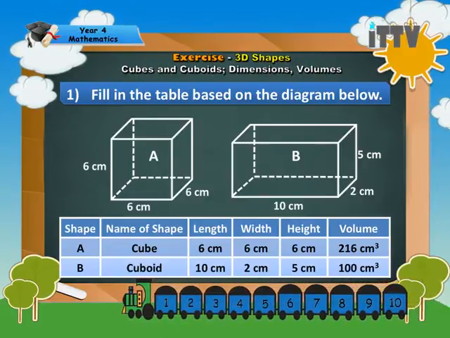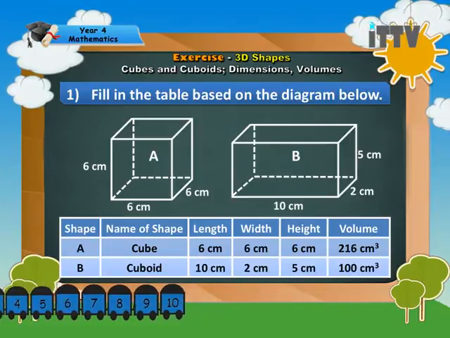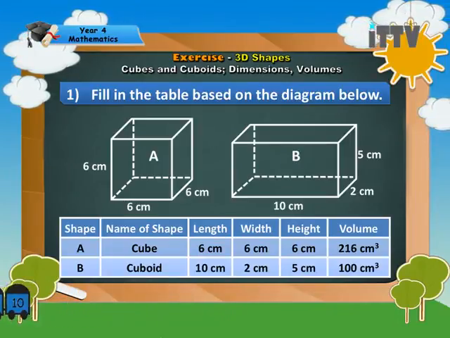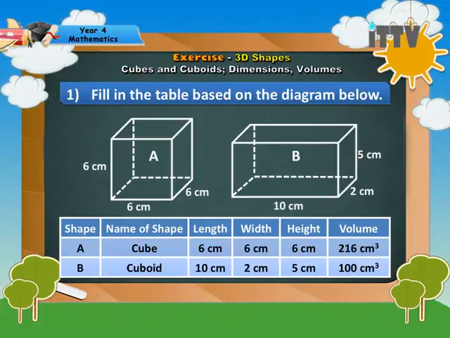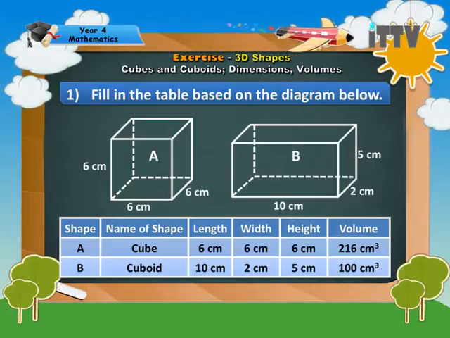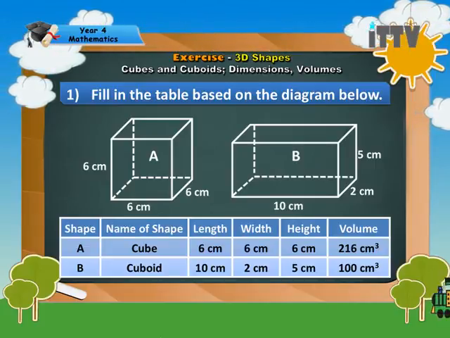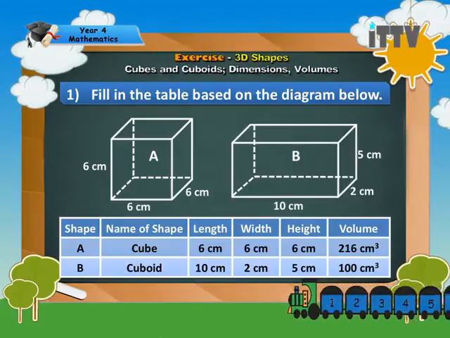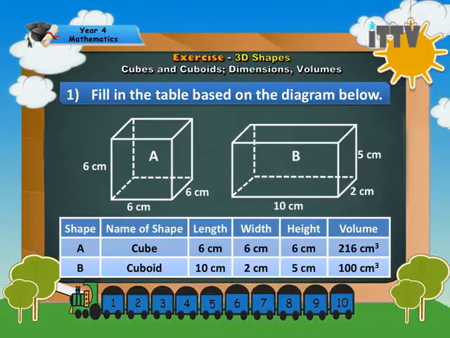B, name of the shape is cuboid. Length 10 centimeters, width 2 centimeters and height 5 centimeters. Now to calculate the volume, we take the length times width times height. That will give us 100 cubic centimeters.